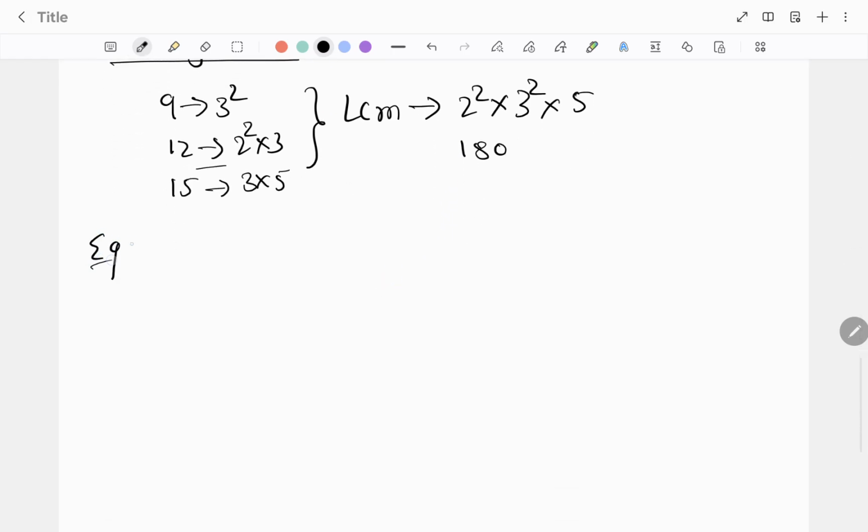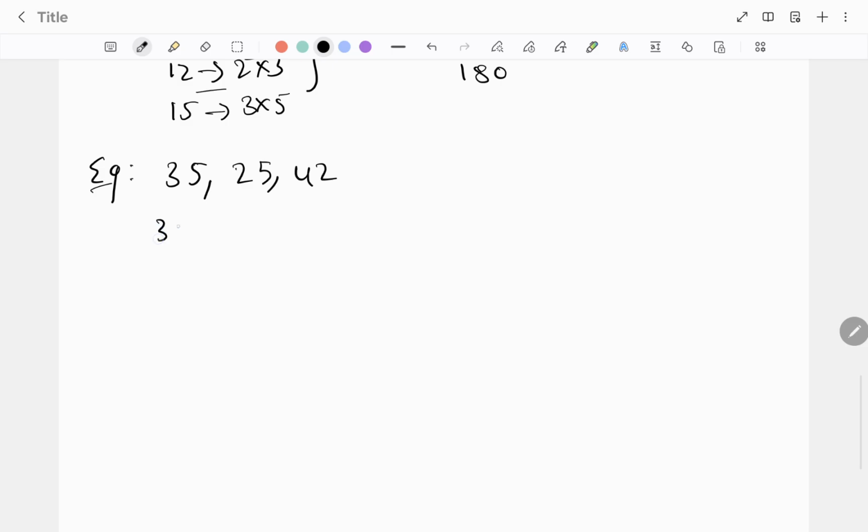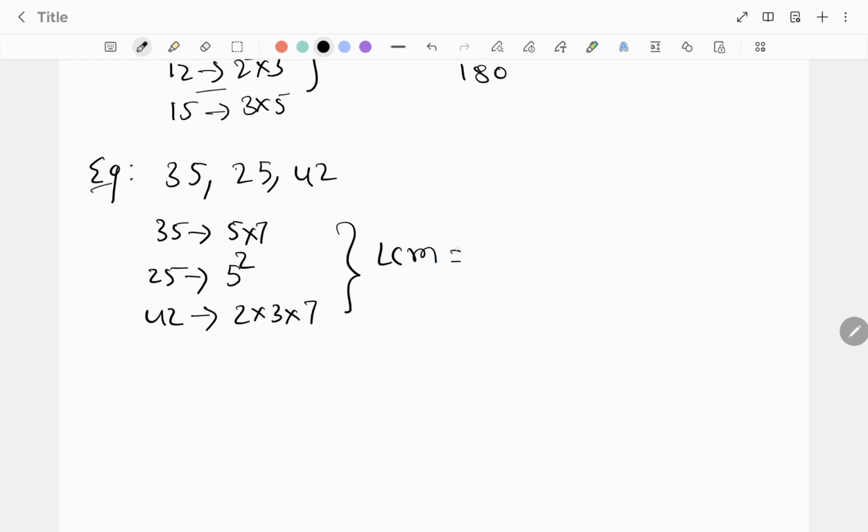And another example: 35, 25, 42. So 35 can be written as 5 into 7, 25 as 5 square, 42 as 2 into 3 into 7. So now the LCM is equal to 5 square into 2 into 3 into 7. So 25 into 2, 50. 50 into 3 into 7, or 50 into 21. So in total it becomes 1050.